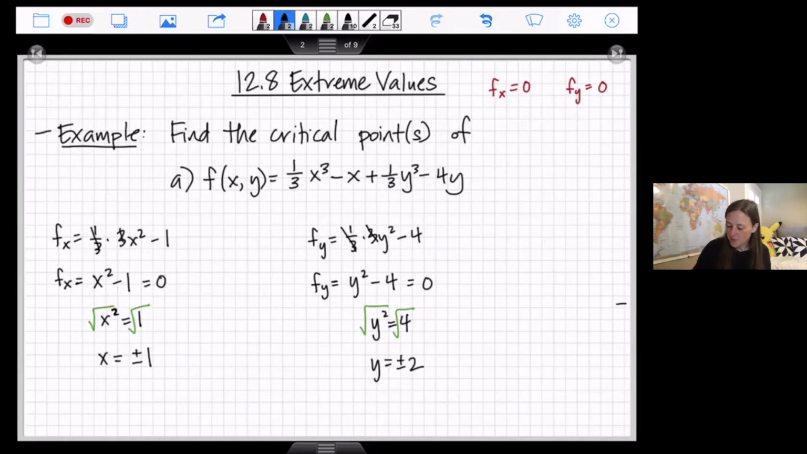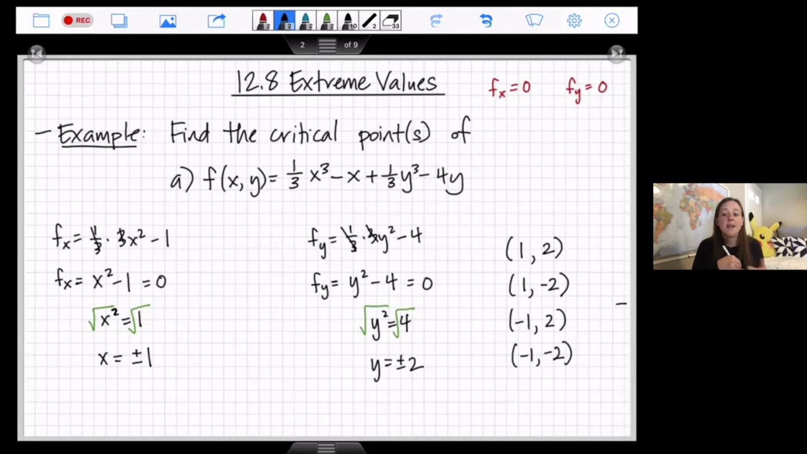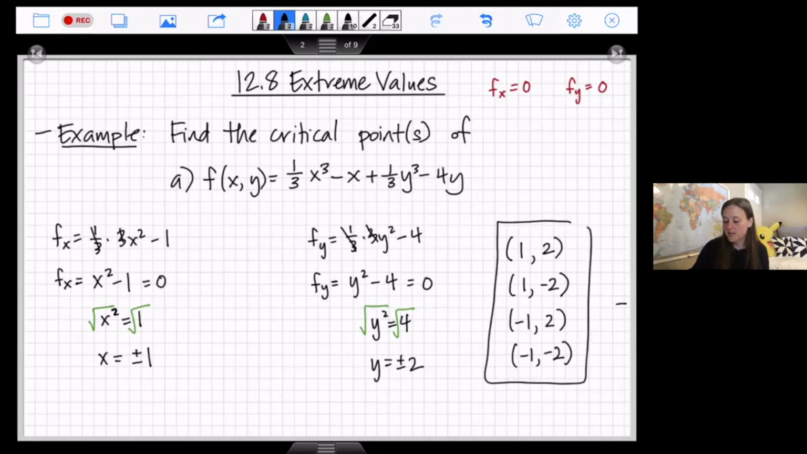So our critical points are going to be any place where x is equal to 1 and y is equal to 2, or x equal to 1 and y is -2. And then we'll do the same ones for our -1 for x. -1, comma 2. -1, comma -2. All right, so at any of those 4 points, both the x partial and the y partial are both equal to 0. These are going to be our 4 critical points, our 4 potential local maximums and local minimums.